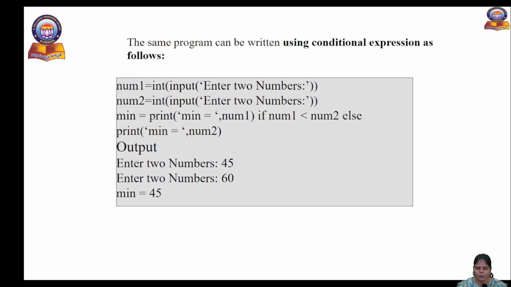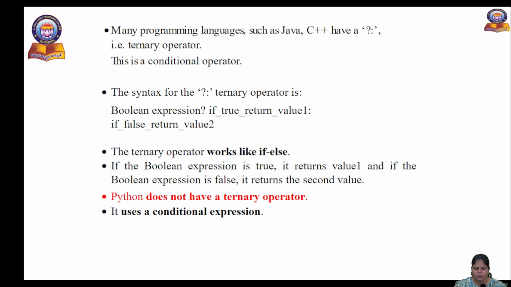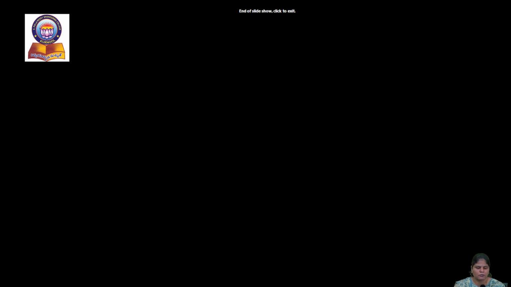The same program, this is how you can print: min equal to num1 if num1 less than num2, else print min equal to num2. This statement has to be written here itself, right? So here we don't have any ternary operator. Instead of it, we will be using conditional expression. So this is regarding the decision statements.